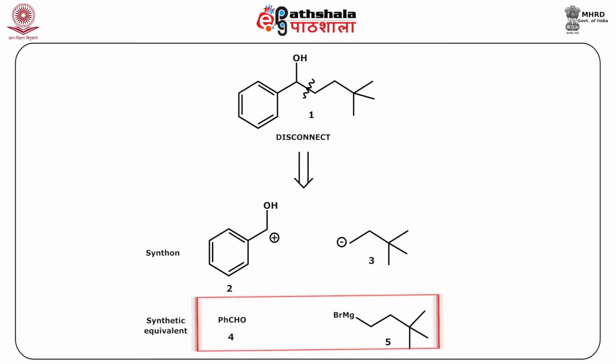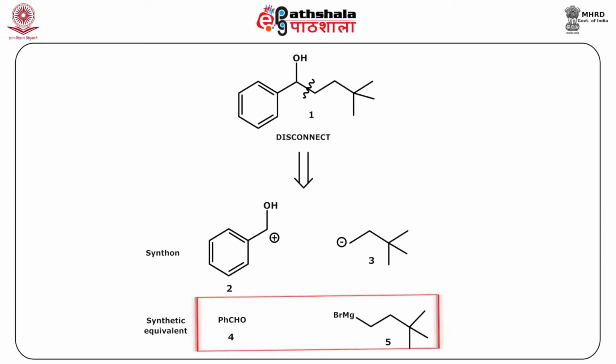But then what are the real reagents you will be using to have a positive or a negative polarity in the synthons? These are the synthetic equivalents. The synthetic equivalents you can see here are these 4 and 5. Corresponding to the second synthon you will use this synthetic equivalent, which is benzaldehyde, and corresponding to this third synthon, the carbanion, you will be using this fifth, which is this Grignard reagent, because MgBr being the positive part, the corresponding negative charge is generated at the position where the synthon requires it.